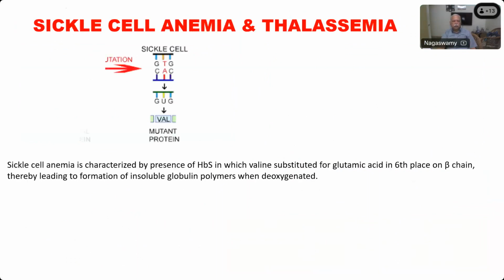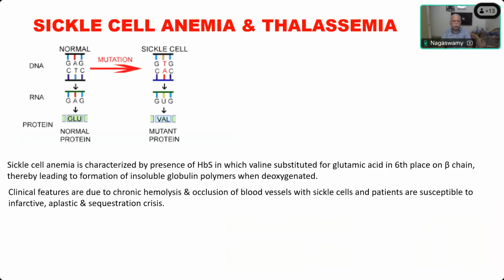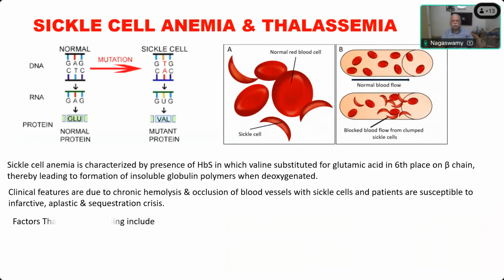A few words about sickle cell anemia and thalassemia, which are also causes of anemia, which we saw in the first slide as etiological factors, genetic factors. These patients have a mutation in the amino acid sequence in the DNA and RNA, resulting in a mutant protein produced. So glutamic acid is replaced by valine, and so the hemoglobin gets polymerized very easily, and the RBC loses its shape and becomes sickle shaped.